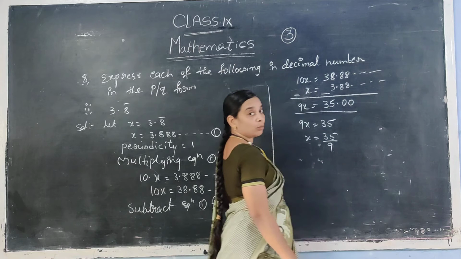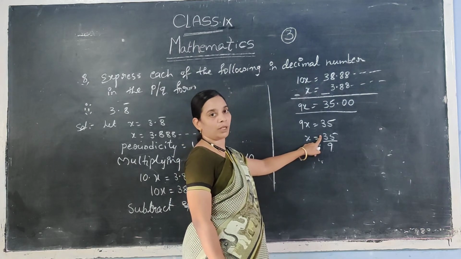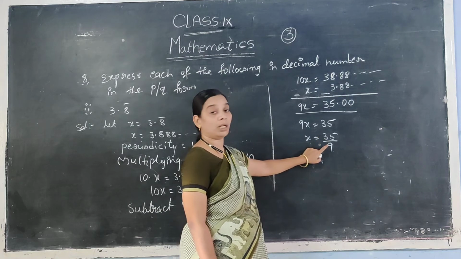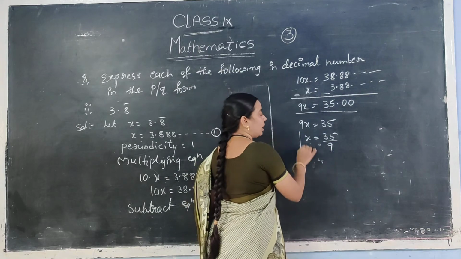Is there any cancellation now? 35. Okay, in this 35 only 5 and 7 are the factors. But here 3, so a common number is not there now. So 35 by 9 is the answer.